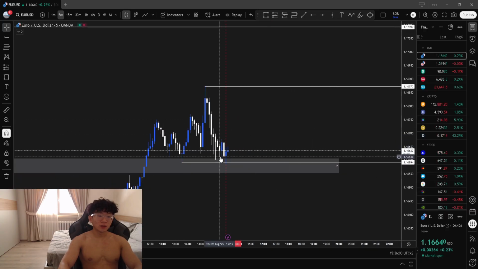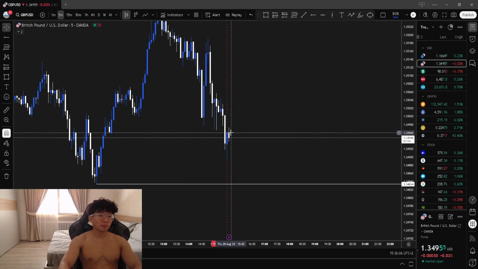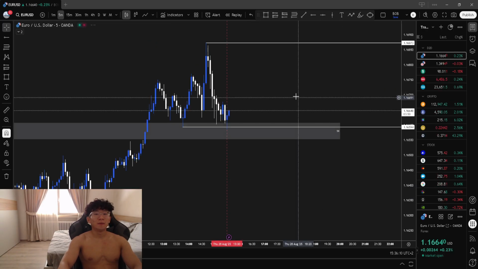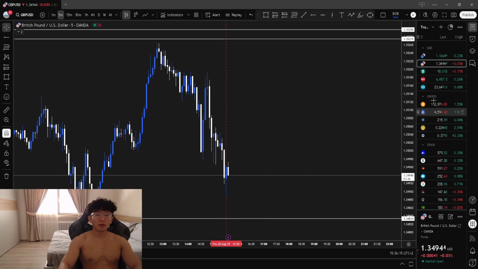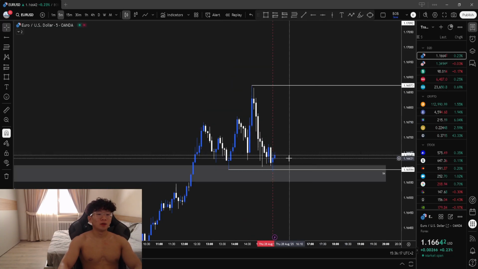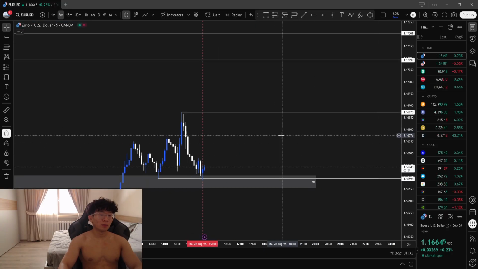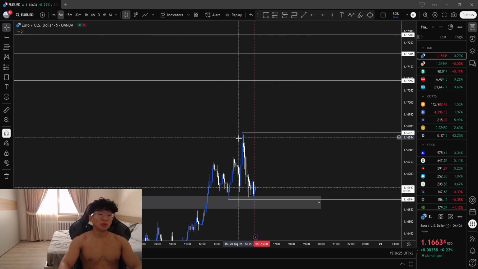What we like to see is price chopping it up for a little bit here. Meanwhile, GBP USD possibly going all the way down here to take out these lows. But you know, we could even be good even if it doesn't happen. But the more time we consolidate here, the higher the probabilities that price will shoot up onto these previous highs.